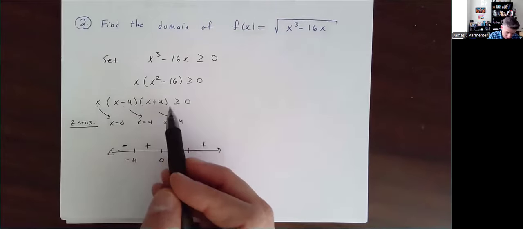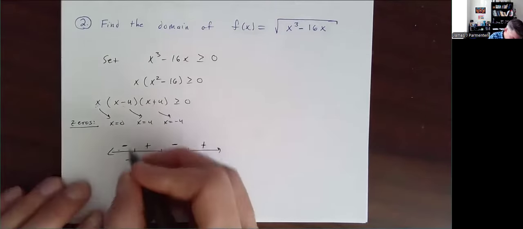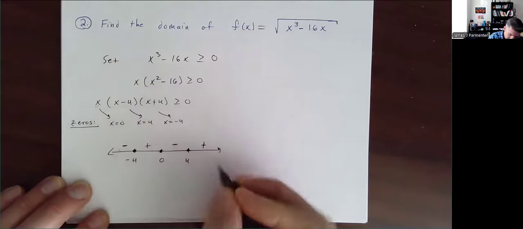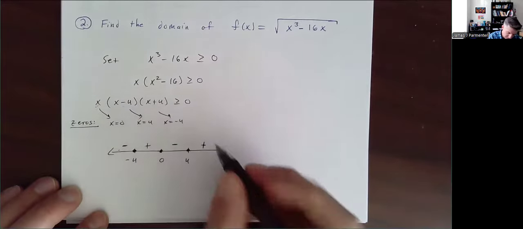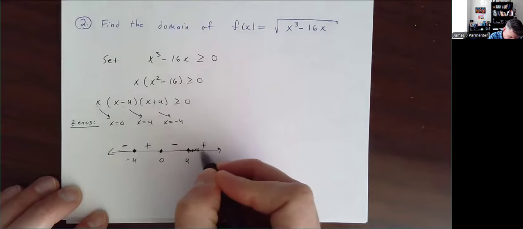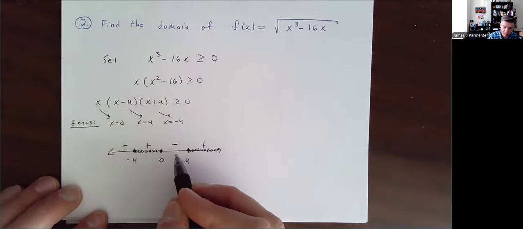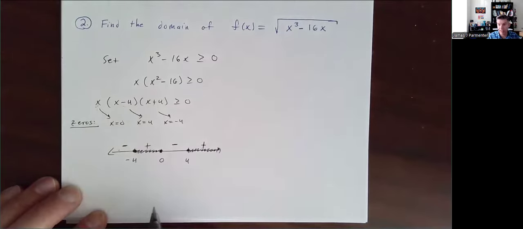I want to include the endpoints here because I want the values that make this equal to 0, because it's a greater than or equal to 0 inequality. So I want to include each of these endpoints. And then I want the parts that make it bigger than 0. So I want the positive parts. So I want all of this, and I want all of this. I don't want anything between 0 and 4. I don't want anything less than negative 4.